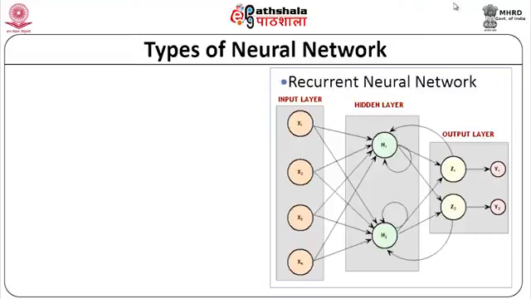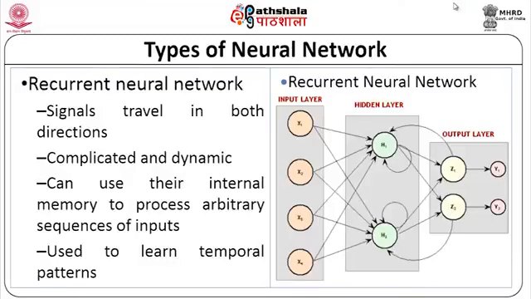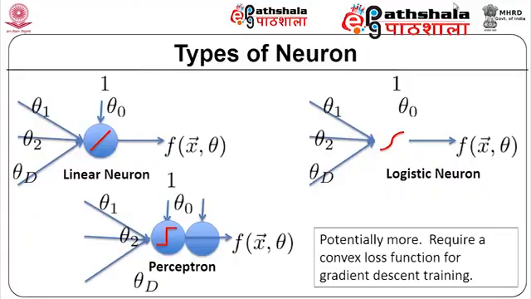So, the next type of neural network is called the recurrent neural network. In the recurrent neural network, the signal travels in both directions. So, you have input to output and output to input. It is complicated and a little bit dynamic, it can use internal memory to process arbitrary sequences of inputs, and is used to learn temporal patterns, where time becomes important. The earlier one was used for patterns, this is used for temporal patterns. You will see that from the output layer back to the hidden layer, there is some feedback going on. That is the major difference. That is why we say the signal travels in both directions.